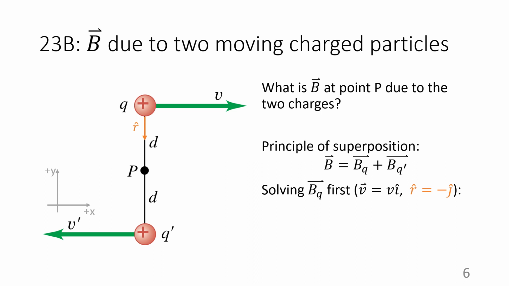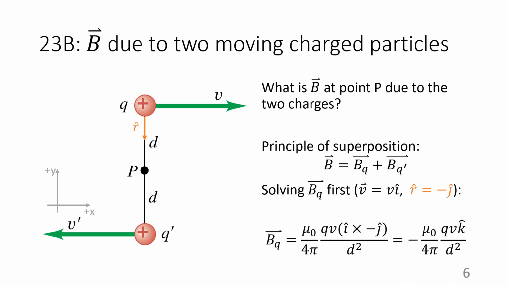Plugging in values to the Biot law, we have B sub q is equal to mu naught over 4 pi times q v i hat cross negative j hat over d squared, which then results in negative mu naught over 4 pi times q v k hat over d squared.